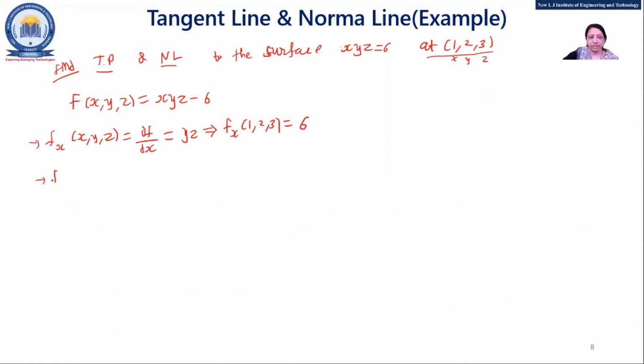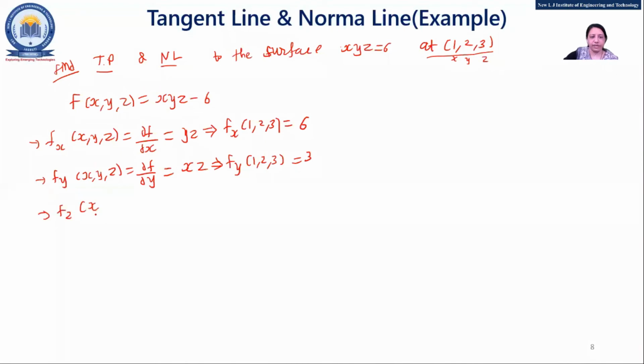First fx, then fy. What would be fy? Anyone? Quickly. Del f by del y, so it is xz. Fy at 1, 2, 3: fy is xz, so multiply x and z. X is 1 and z is 3, right? So it is 3, not 2. Someone has written 2 in the chat box.